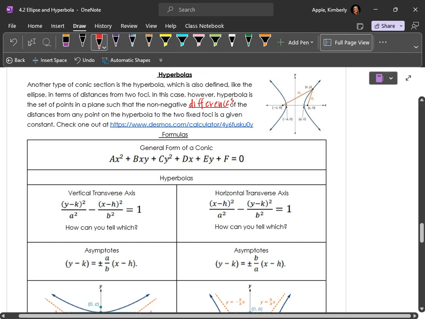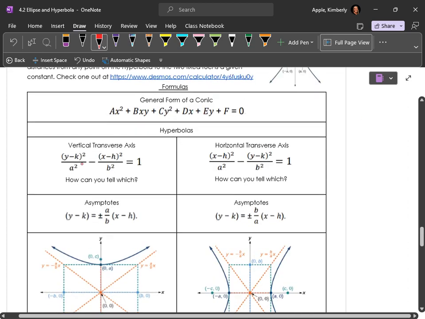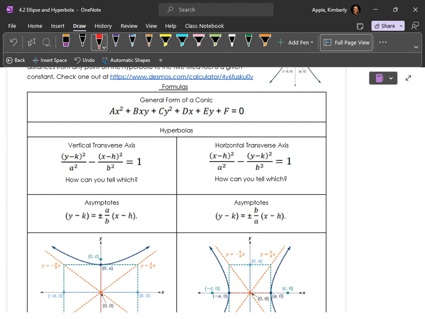So again, the general form of any conic section. And from that general form, we complete the square twice to get these structures. You'll remember also from your board work on Friday that sometimes you ended up with a minus. That is the hyperbola. It's the difference in the distances versus the sum. You'll see plus in the ellipse, minus in the hyperbola. That's how you can differentiate the two.